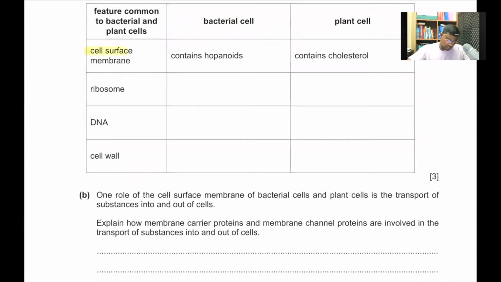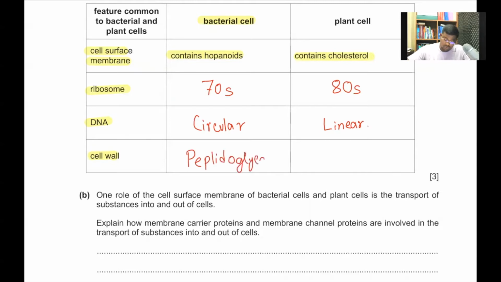So cell surface membrane, the bacterial cell contains hopanoids and plant cell contains cholesterol. In terms of ribosome, the bacterial cell will contain 70S ribosome and the plant cell will contain 80S ribosome. In terms of DNA, the bacteria is going to have a circular DNA and plant cell is going to have a linear DNA. Eukaryotes have a linear DNA. Okay, cell wall. Bacterial cell wall is going to be made from peptidoglycan, whereas the plant cell wall is going to be made from cellulose.